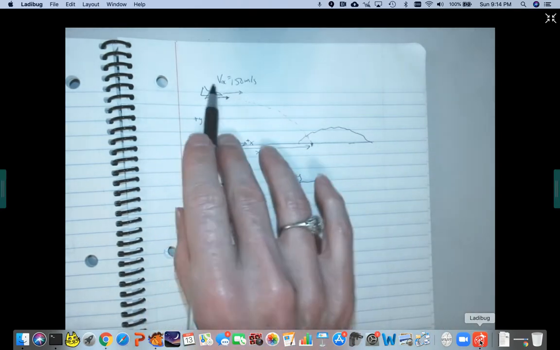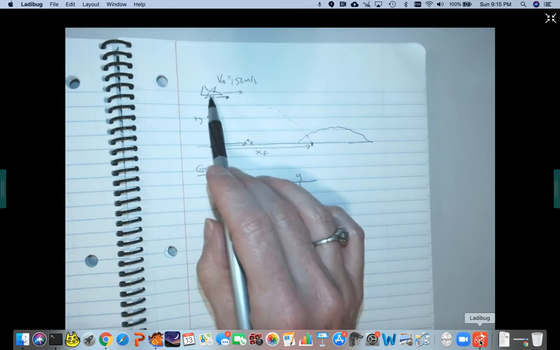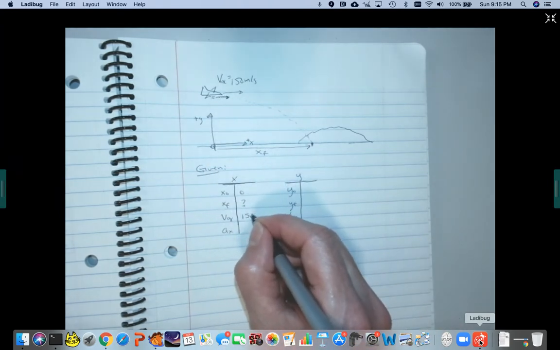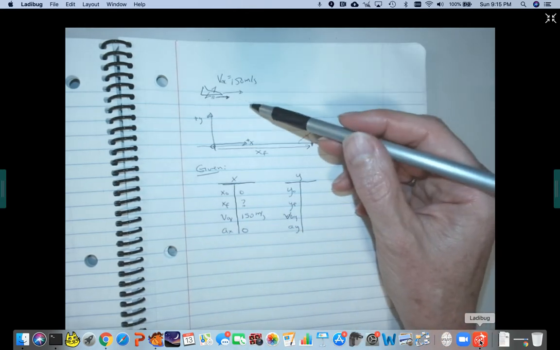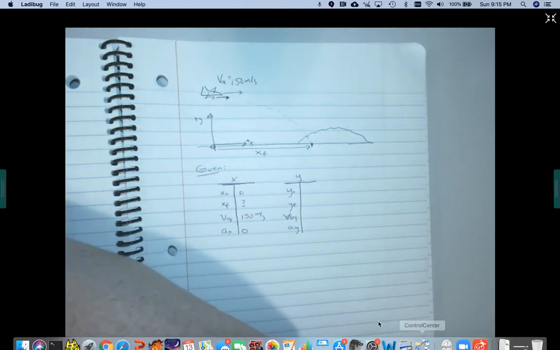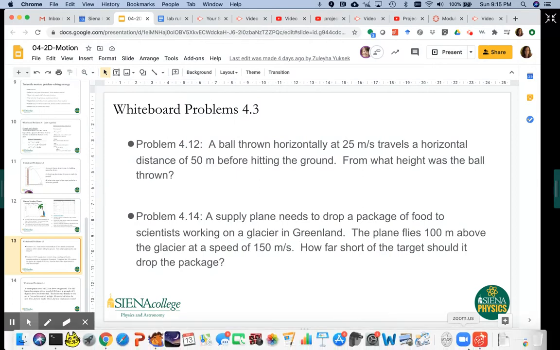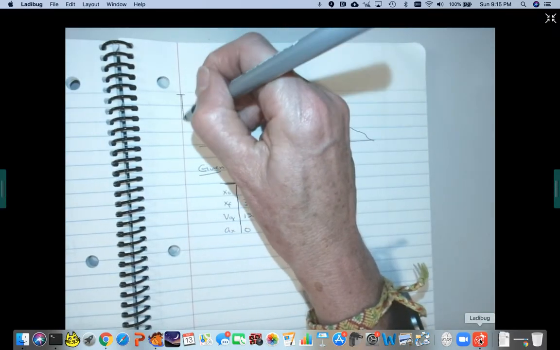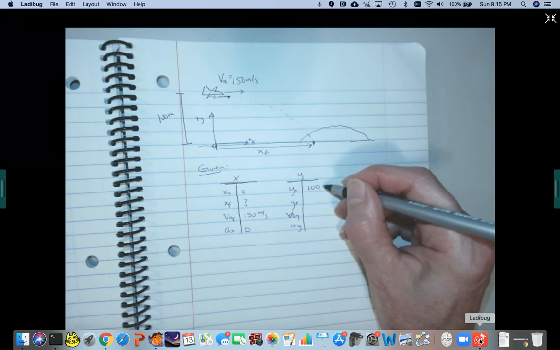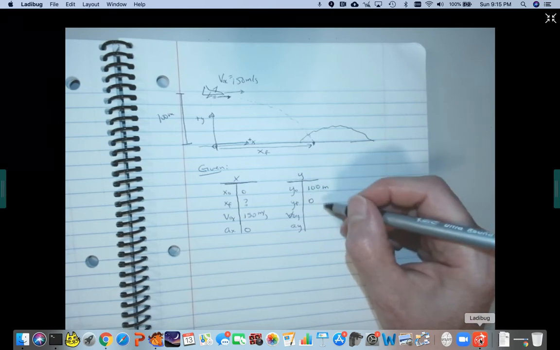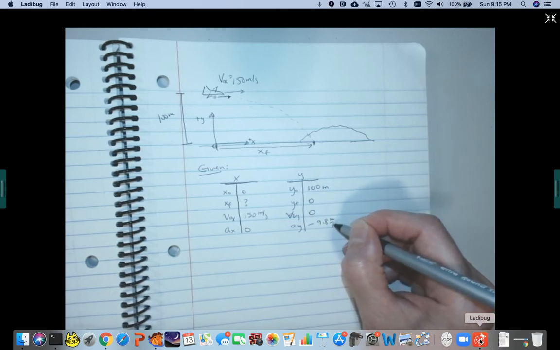Okay, the way I set up my coordinate axis, my initial x position is 0. I don't know what x final is; I want to solve for that. My initial velocity in the x direction is 150 meters per second, and my acceleration is 0. My y, I do know what that is. Wasn't that 100 meters? Yep. So y initial is 100 meters, y final is going to be 0. The initial velocity in the y direction is 0, and my acceleration is 9.8 meters per second squared.